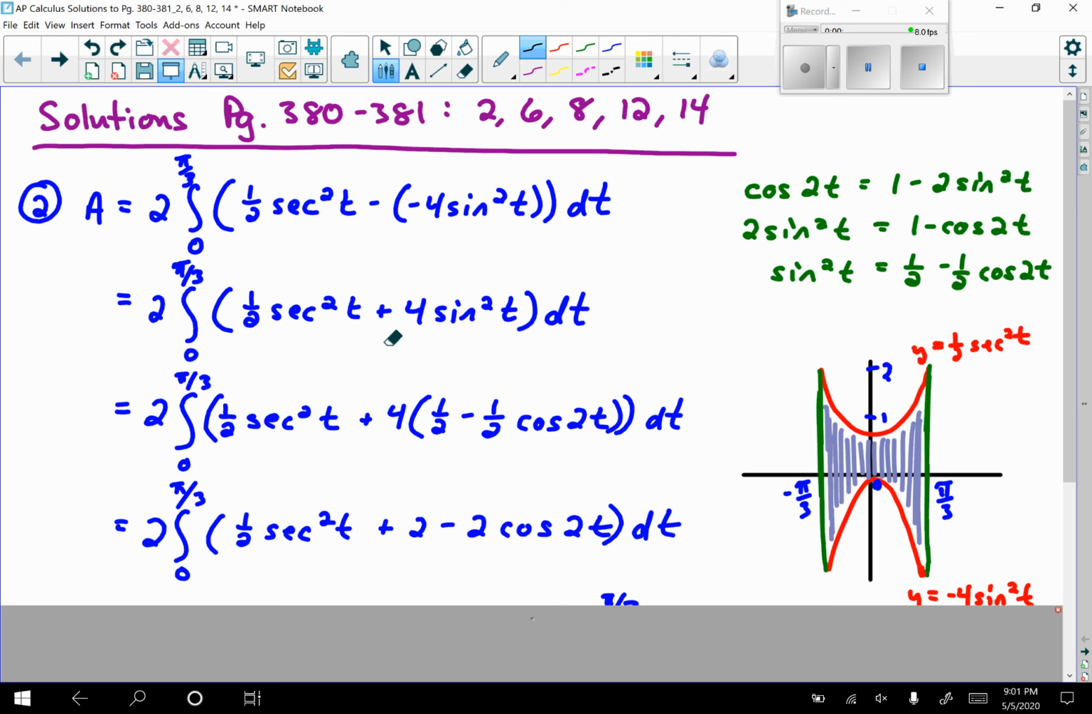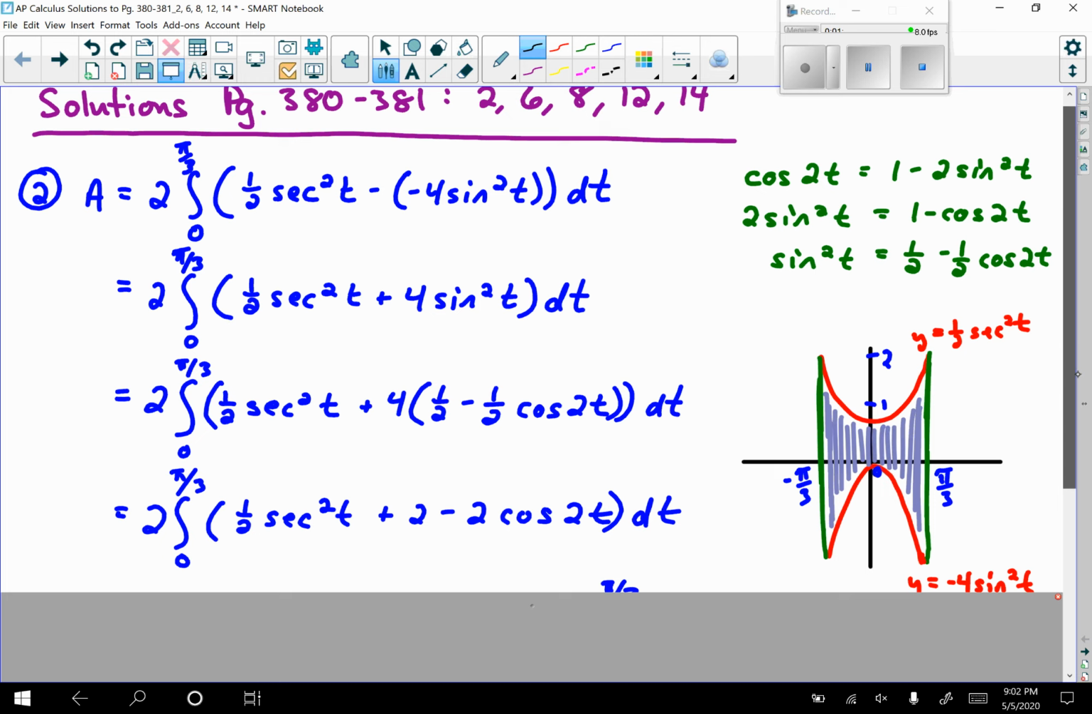And then in order to help us take the antiderivative of sine squared t, we always want to use the cosine 2t identity to help us out with sine squared t or cosine squared t. So again, cosine 2t is equal to 1 minus 2 sine squared t. Solving it for sine squared t, we get 1/2 minus 1/2 cosine 2t. So what's going to work out nice is when we distribute this 4, we no longer have fractions here. So again, this is all before we take the antiderivative. The antiderivative of secant squared t is just going to give us tangent t.